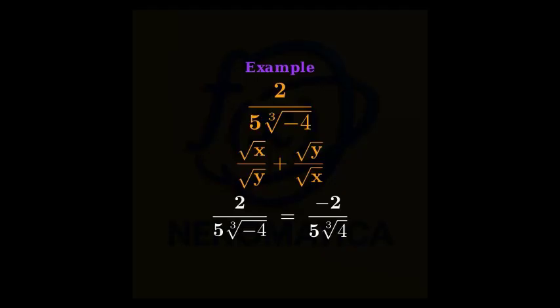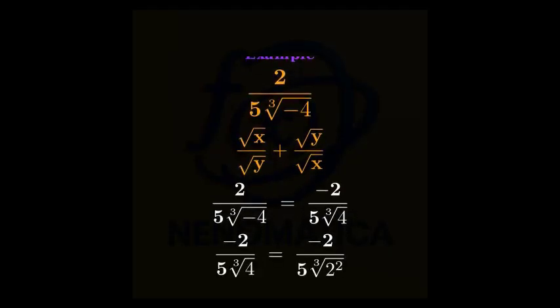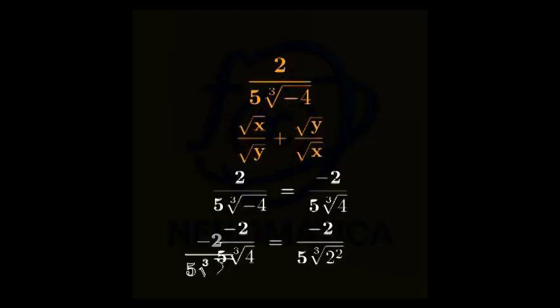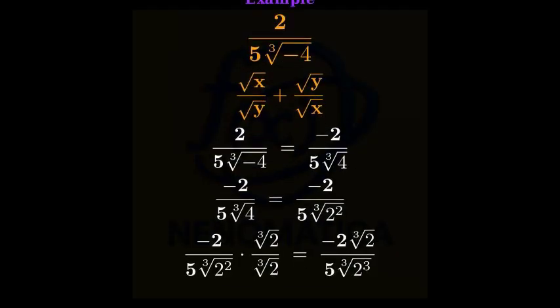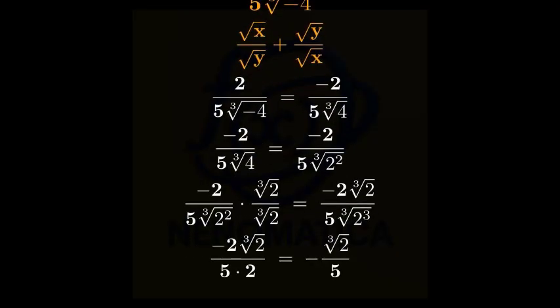Step 2. Express 4 as 2 squared. Step 3. Multiply numerator and denominator by the factor that completes a perfect cube in the radical. Since we have 2 squared, multiply by the cube root of 2. Step 4. Simplify the cube in the denominator and reduce. Final result for part A is negative cube root of 2 over 5.